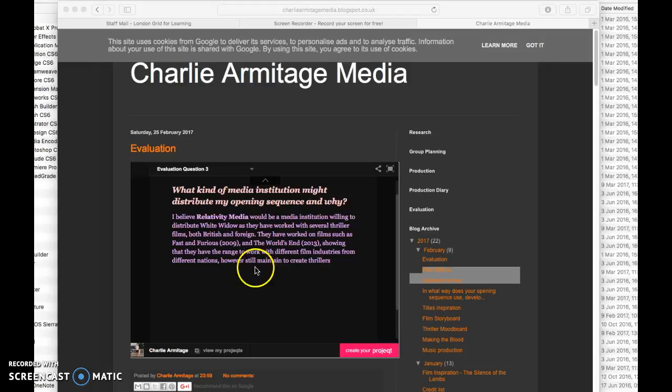You said they've worked on films such as Fast and Furious, and World's End, showing that they have a range of work with different film industries from different nations. However, will still maintain to create thrillers. Okay, where's your evidence of that? They've worked with several thriller films, both British and foreign. Okay. Charlie, this is poor. Okay, this is a level 1 response.